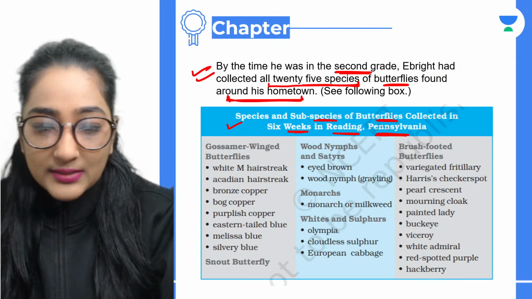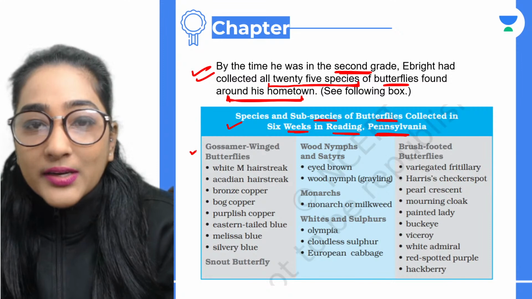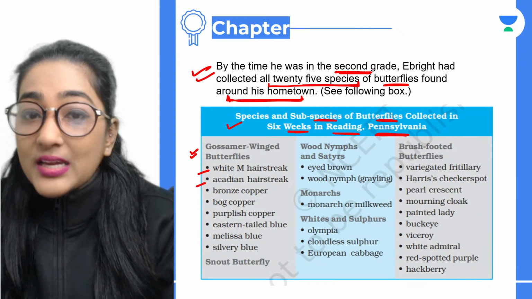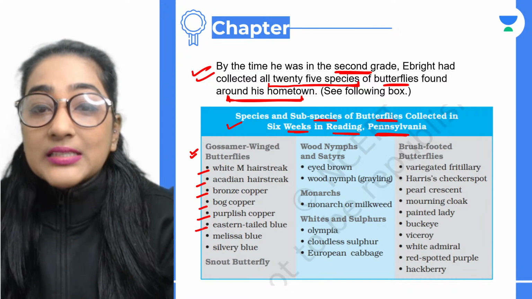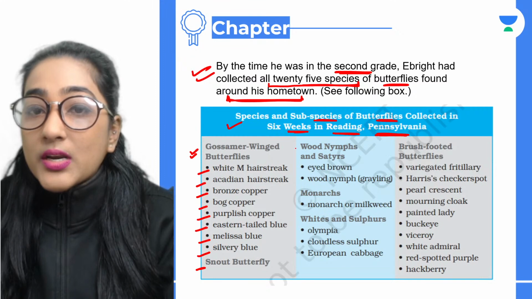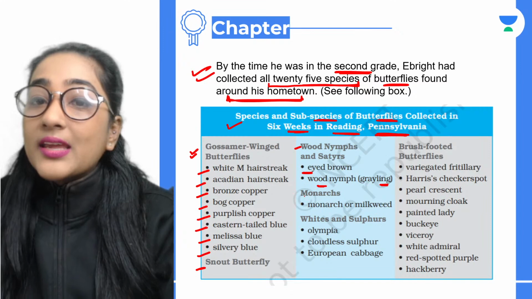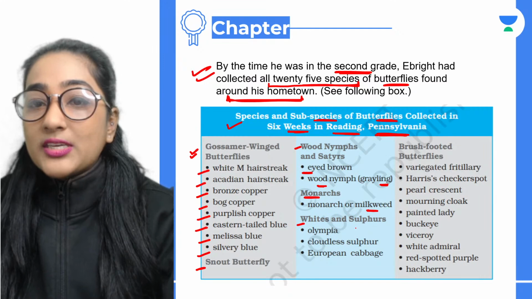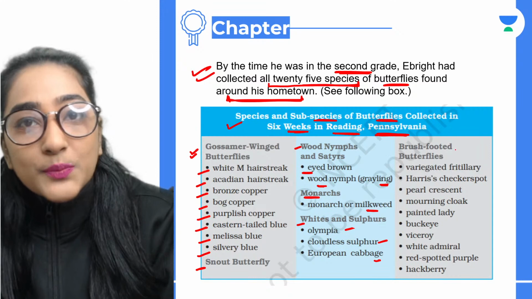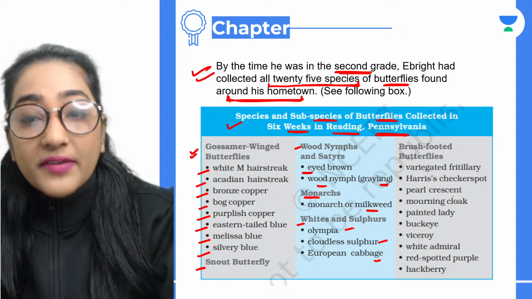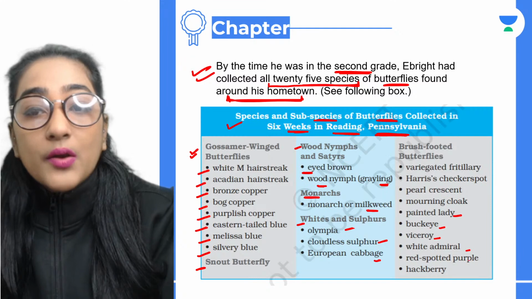Everyone, so now we see gossamer winged butterflies, white M hair streak, Acadian hair streak, bronze copper, bog copper, purplish copper, eastern tail blue, melissa blue, silvery blue, snout butterfly, wood nymphs and satyrs, eyed brown and wood nymph, grayling. Then they had monarchs as well, monarch or milkweed. Then whites and sulphurs, the three types, Olympia, cloudlet sulphur, and European cabbage. And brush-footed butterflies, variegated fritillary, Harris checker spot, pearl crescent, morning cloak, painted lady, buckeye, viceroy, white admiral, red spotted purple, and hackberry. So you see the collection?